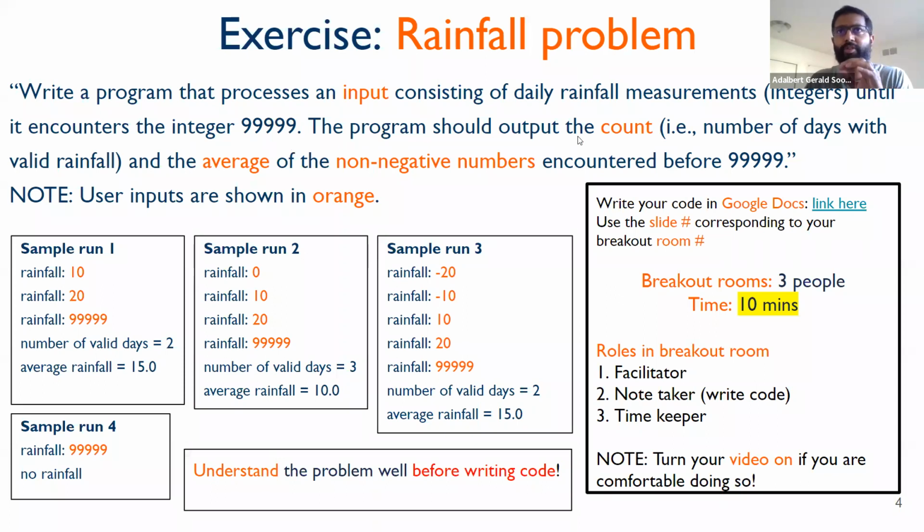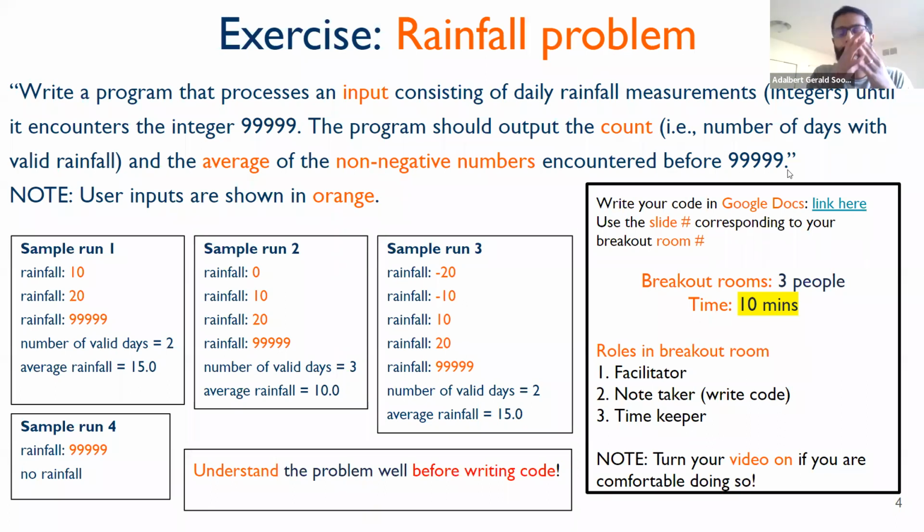Good. The program should output the count, that is, the number of days with valid rainfall, and the average of the non-negative numbers. So it is asking us to output two things: the number of valid days and the average of the non-negative numbers encountered before 99999.